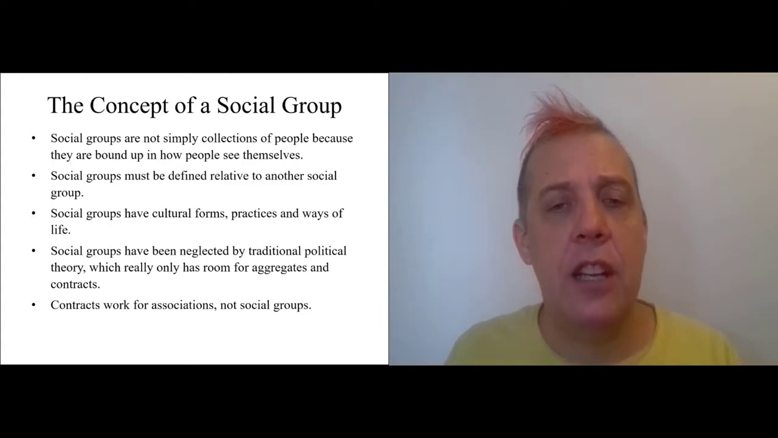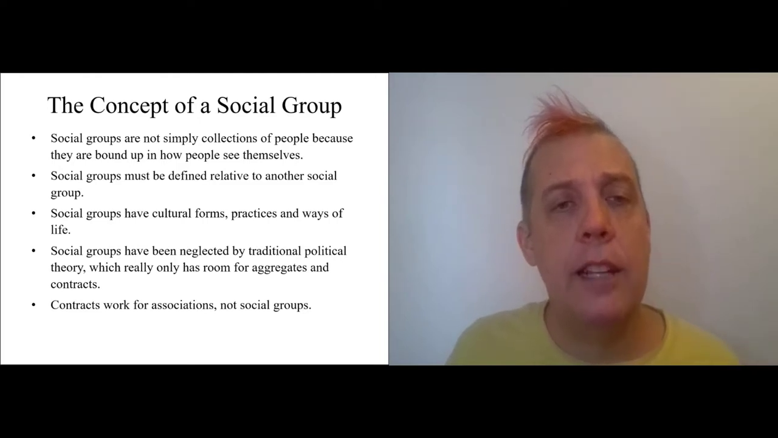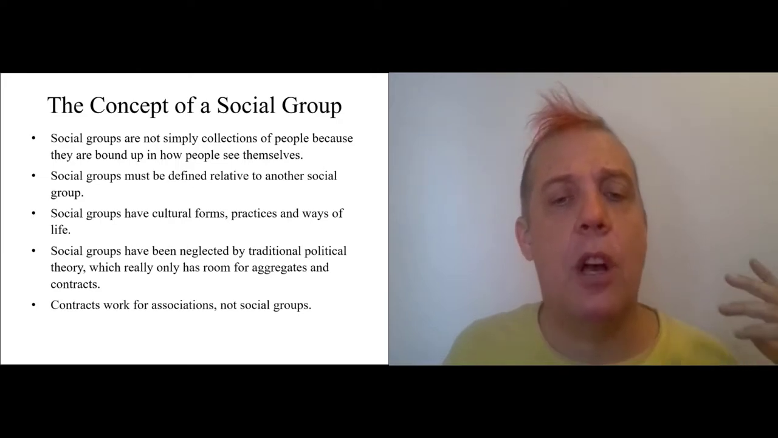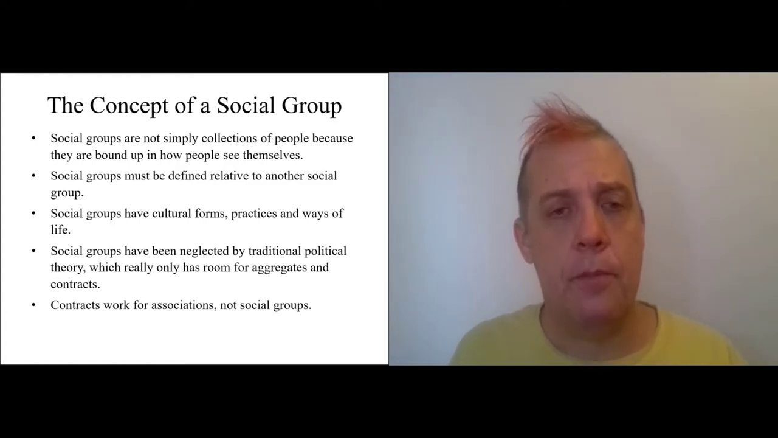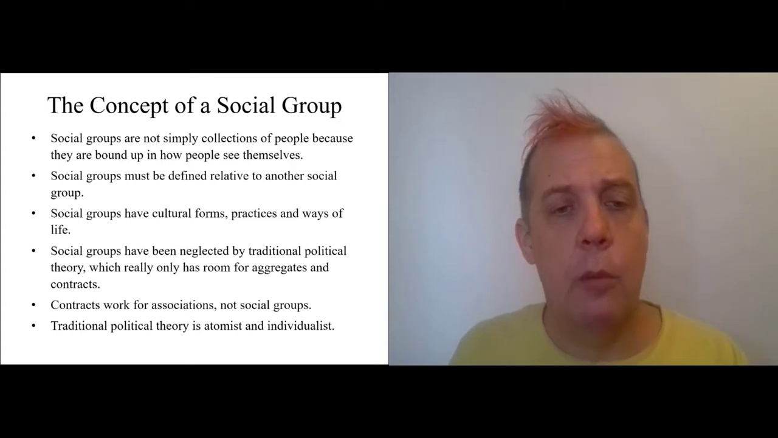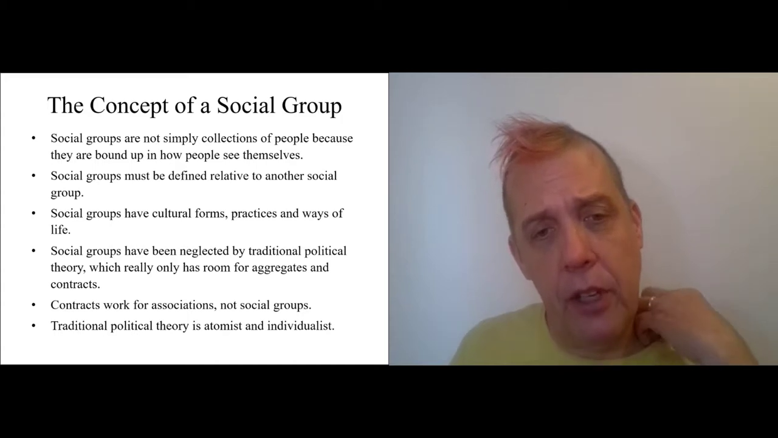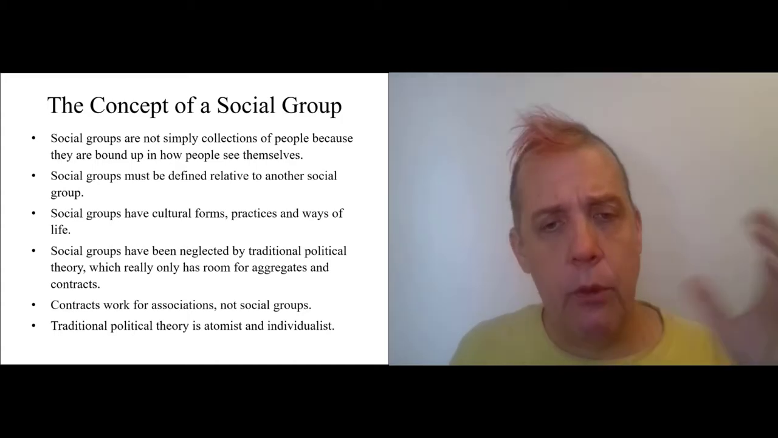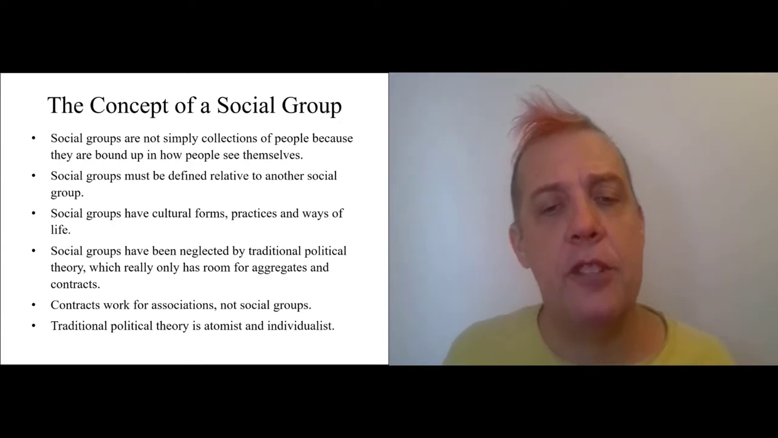So the thing to see here is that oppression is going to necessarily relate to the concept of a social group. So oppression is always about the relationship between two or more social groups. The last point was about traditional political theory. Traditional political theory is atomist and individualist. You can read more about this in the essay, but this is again just contrasting her approach with the contract-based approach that mostly focuses on the role of government.